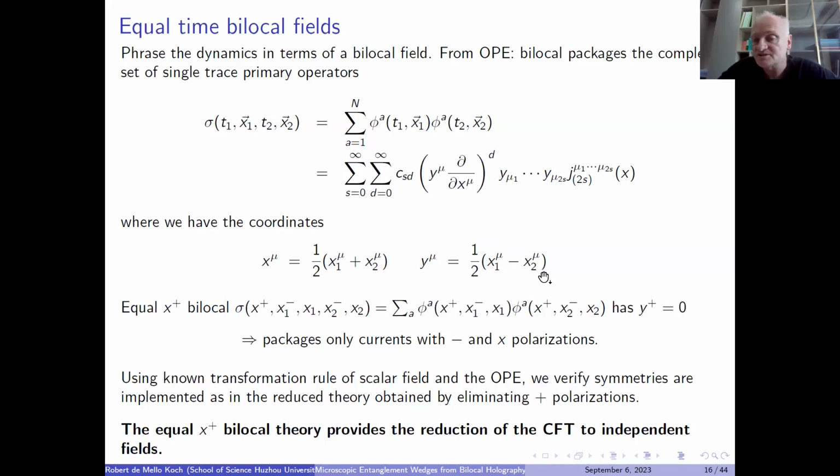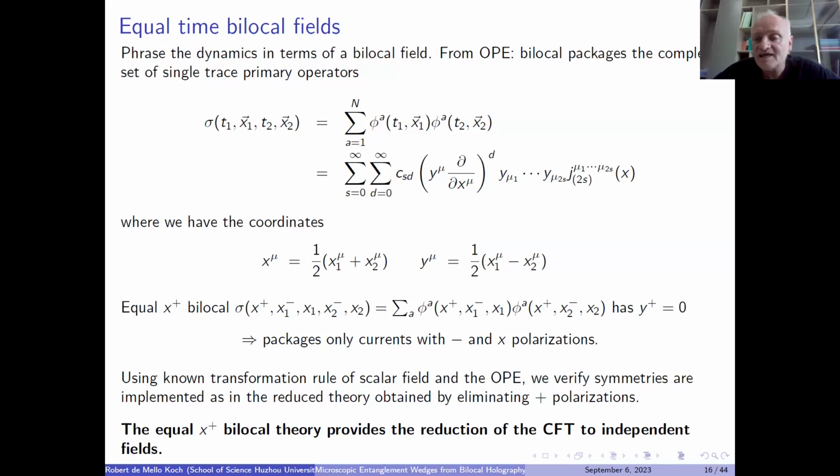the two space-time positions. One of the roles that y mu has is that it packages the different polarizations of the current. So in particular, if I look at an equal x plus bilocal, where I've set the x plus coordinates equal in the two fields contracted to produce the bilocal, y plus is equal to 0. And that means that now the bilocal does not package any components of the current that have a plus polarization. So the bilocal has kicked out one of the polarizations.